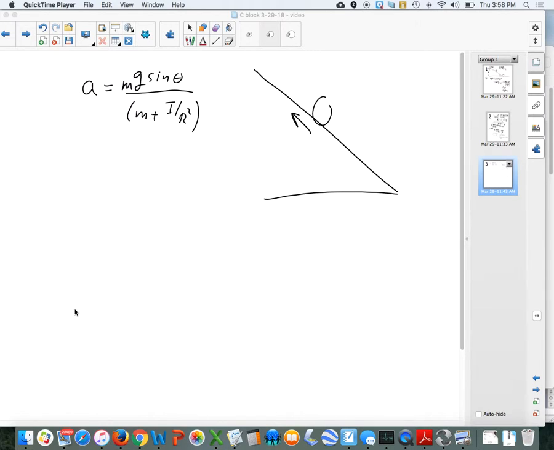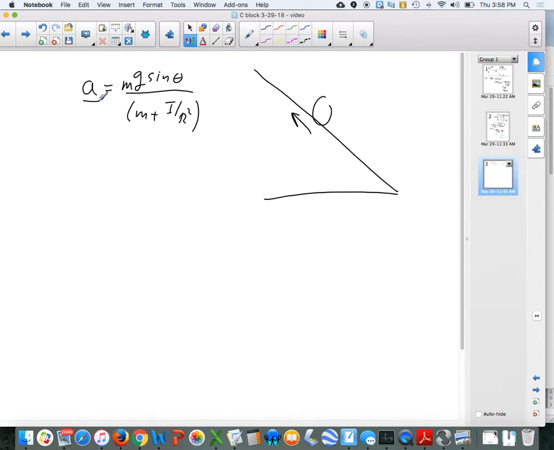So on the previous slide, we came up with this relationship that the acceleration is mg sine theta over m plus I over r squared. You notice that dimensionally this works out. We've got mass on top, and then I over r squared is mass. We have mass on the bottom.